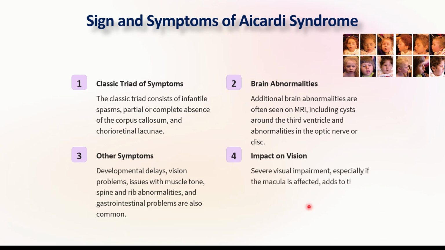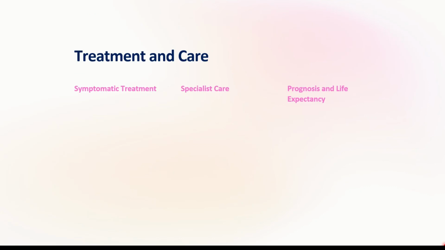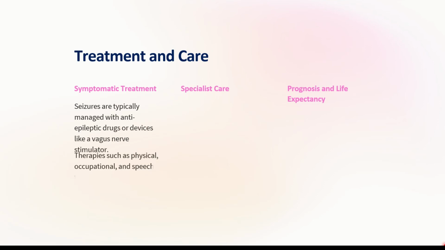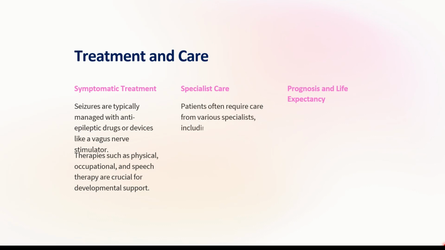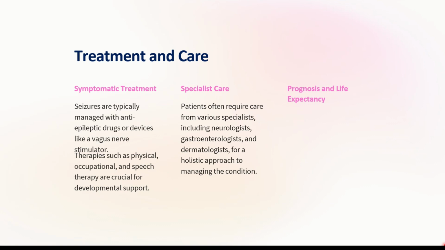Treatment of Aicardi syndrome. So friends, treatment is symptomatic and supportive. Seizures are managed with anti-epileptic drugs or devices like a vagus nerve stimulator. Therapies such as physical, occupational, and speech therapy are important for development support. Patients with Aicardi syndrome often require care from various specialists, including neurology, gastroenterology, and dermatology.